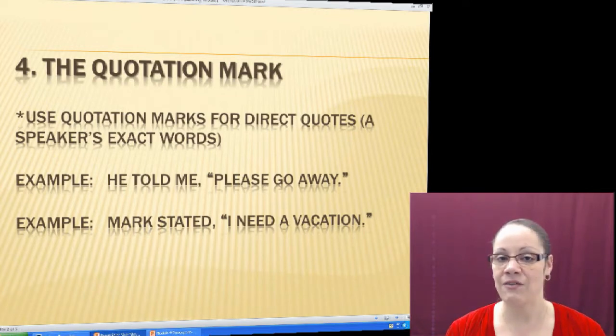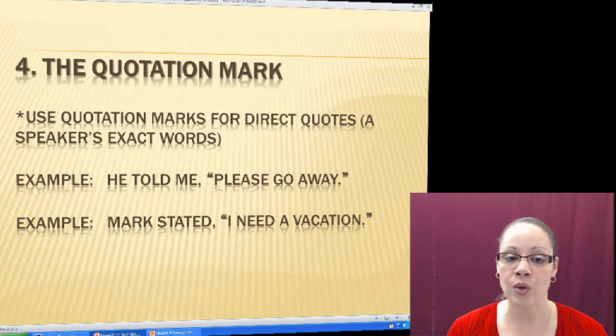I have another example. Mark stated, I need a vacation. I need a vacation is what he actually said, word for word. So I'm going to put quotation marks around that phrase, I need a vacation. And again, if you notice, the period goes before the quotation mark and right after the word vacation.